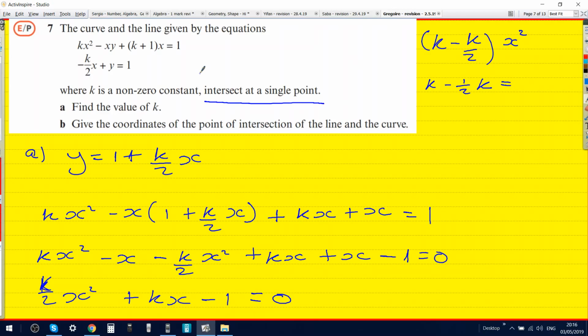If they intersect at a single point, it means that you only get one solution. Right. And it's a quadratic. When do you only get one solution with a quadratic? When they touch the line, when the gradient is 0 at the intercept. Yeah. So in the quadratic formula, you end up with just one answer, one solution, instead of plus or minus.